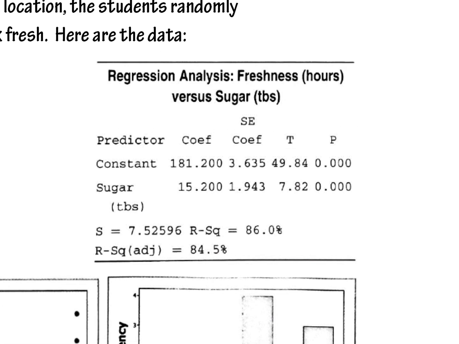So important information, the coefficient, the constant, this is your y-intercept, the 181.2. The coefficient on the sugar, which is the x value, is 15.2. That's your slope. And we're also going to be using this S value, and we will use the R squared later. So we have some important info here. Just keep that kind of thing in mind.